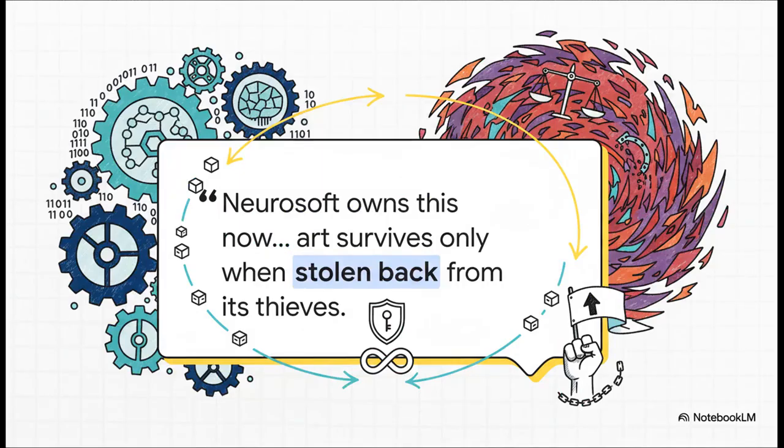This loop even shows up in our culture. I mean, think about it. An artist creates something, then it gets consumed and commodified by some giant corporation, and then the next generation of artists has to steal it back to create something new from it. It's this constant, recursive battle between creation and ownership, originality and influence.